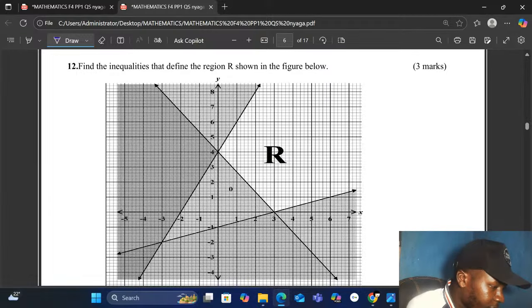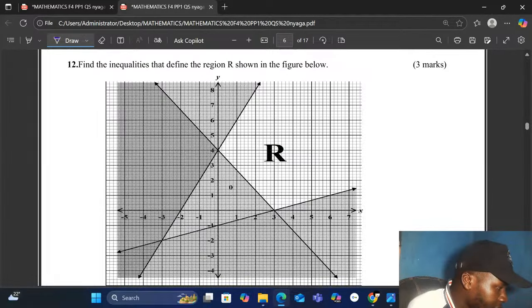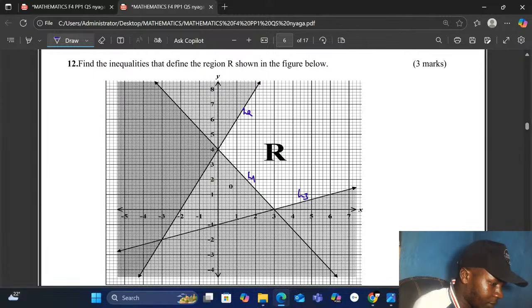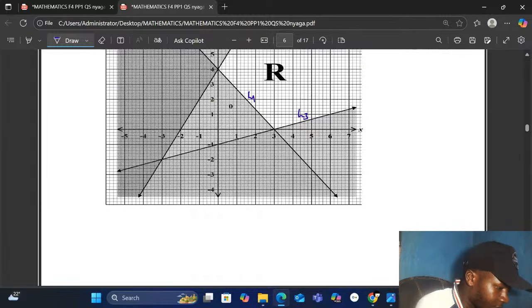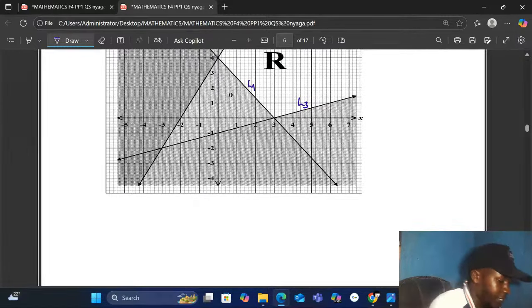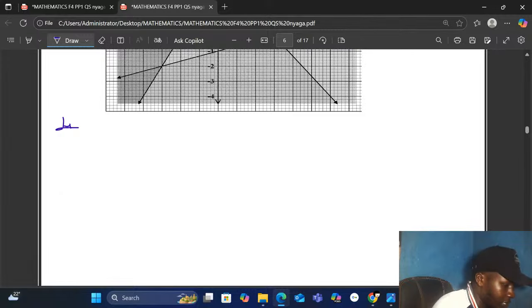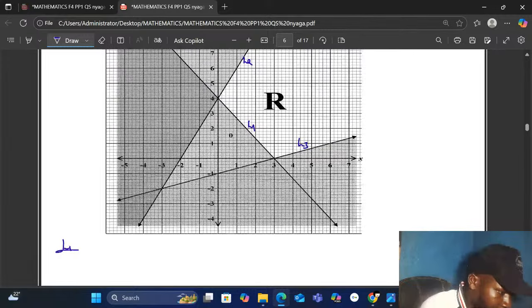Then we have to look for L1. We can have this as L1, and then we have this as L2, then we have this as L3. Now, using L1, we look for 2 points.